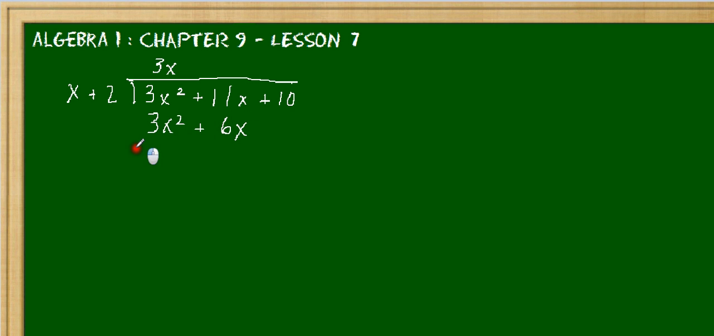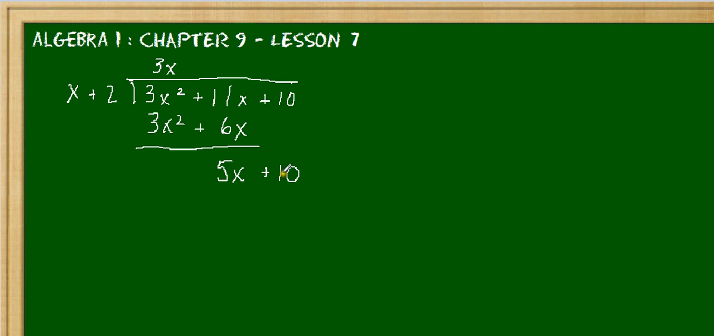So what would we do if we were dividing? We would subtract. So 3x squared minus 3x squared is 0. So I've got nothing there. Then I have positive 11x minus positive 6x, and that would give me 5x, okay? So now I'm back to dividing. I'm sorry, 5x, and I bring down the 10. Now I'm bringing down the 10, as we would bring down the next number as we're dividing. So we bring it down, and we have plus 10.